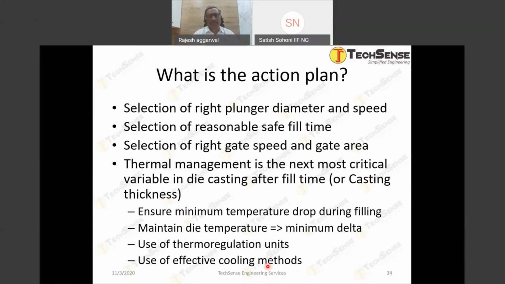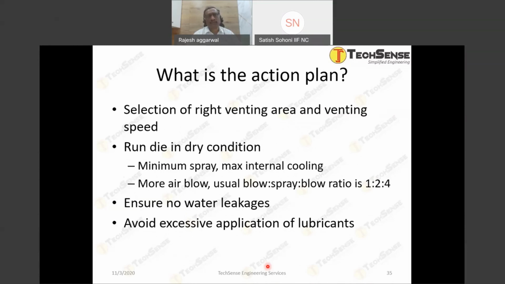So what should we do? We should select the right plunger diameter, speed, fill time, right gate speed, gate area, venting area. And after doing all these, thermal management becomes the next most critical part. So we should avoid the temperature drop during filling, maintain the right temperature, minimum delta, use thermoregulation units, use effective cooling methods. We will elaborate a little more on this as we go along in the presentation. For the cold defects: right venting area, dry condition of the die, no water leakages, no excessive lubricants. These are some of the actions we must take to make sure that we don't have this type of cold defect.